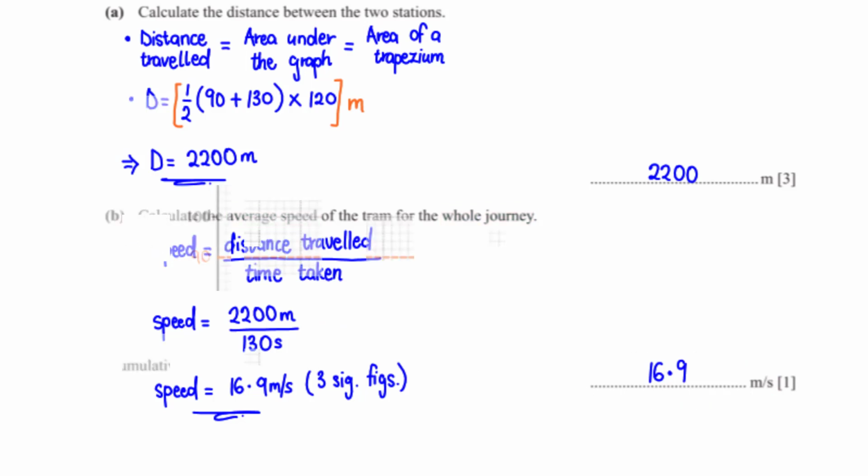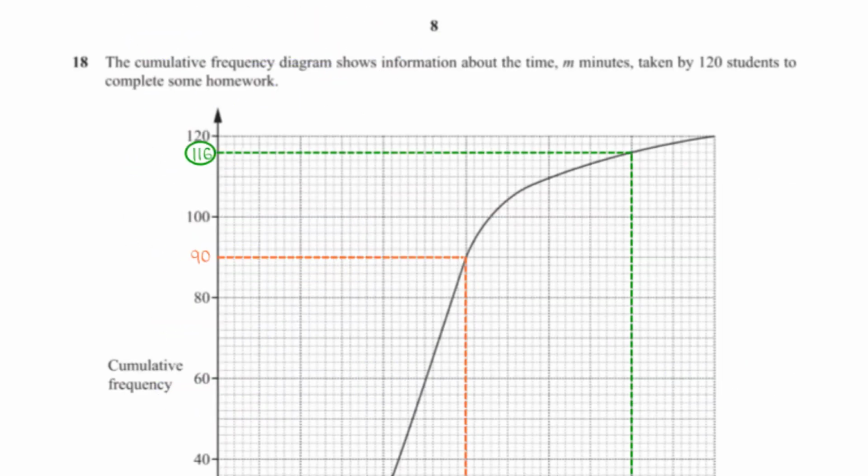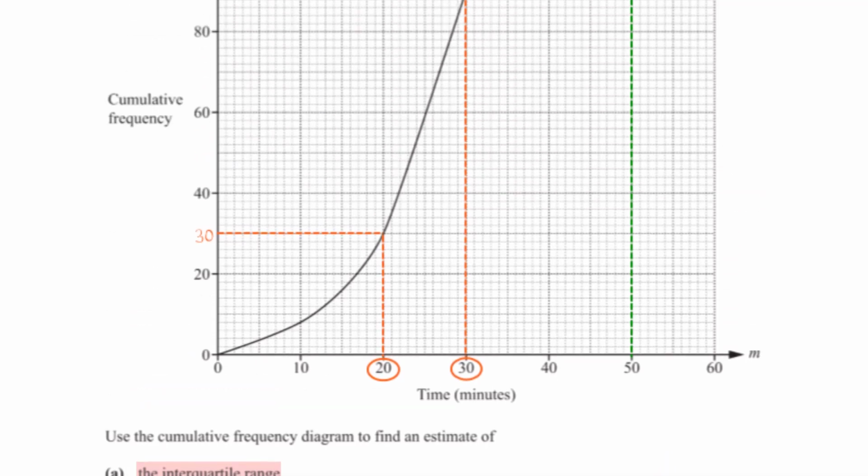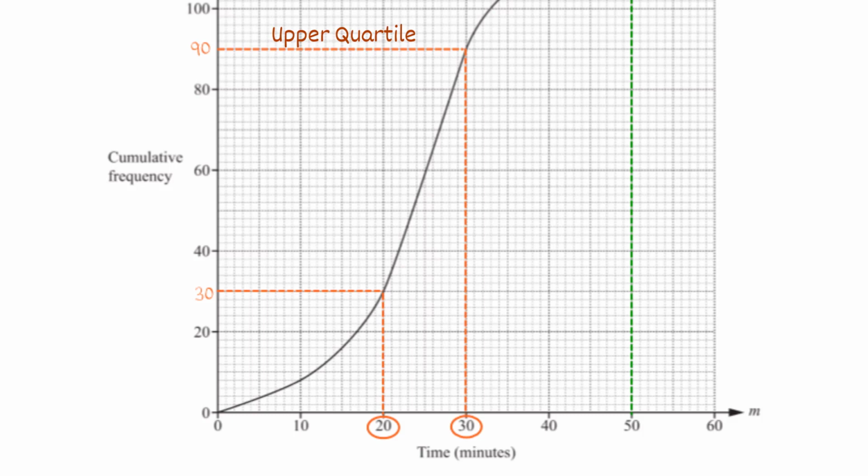The cumulative frequency diagram shows information about the time, m minutes, taken by 120 students to complete some homework. Use the cumulative frequency diagram to find an estimate of the interquartile range. The interquartile range is equal to the upper quartile minus the lower quartile. So the upper quartile is 75% of 120 and that gives us 90. And when we map that on the graph, we get 30 minutes.